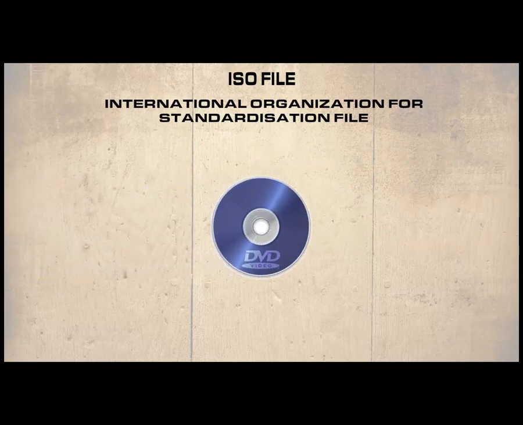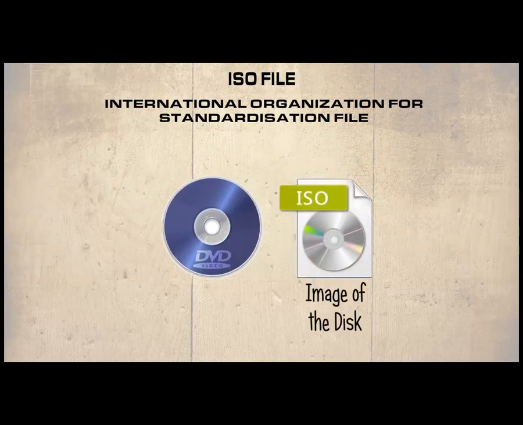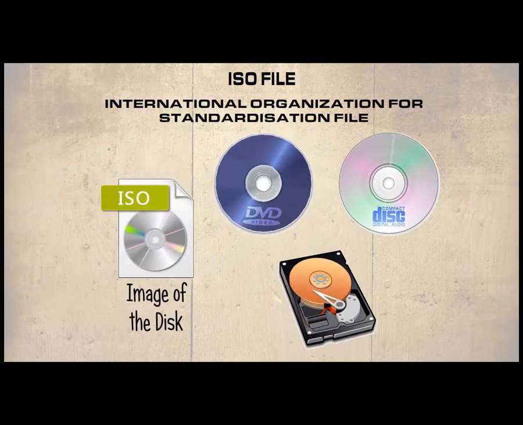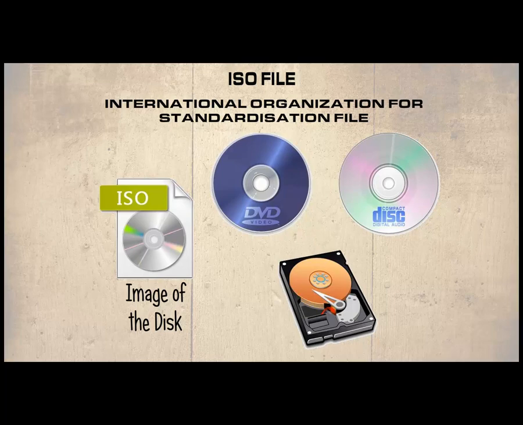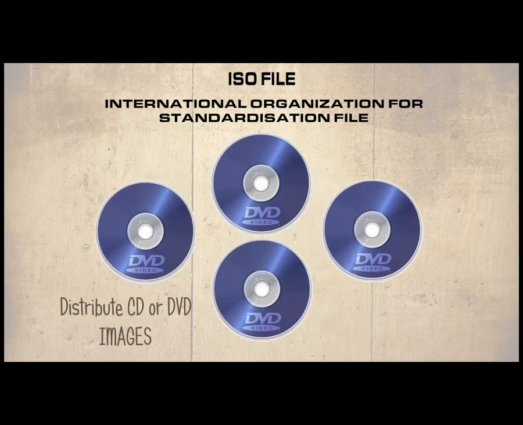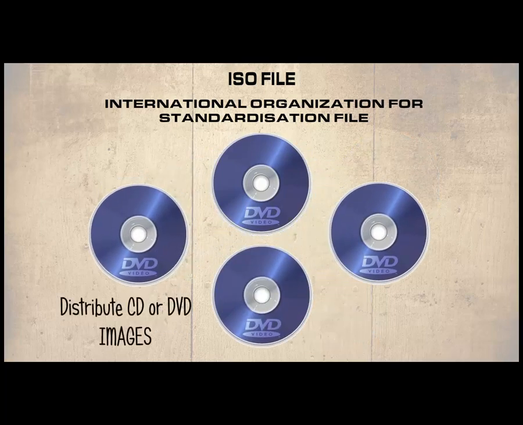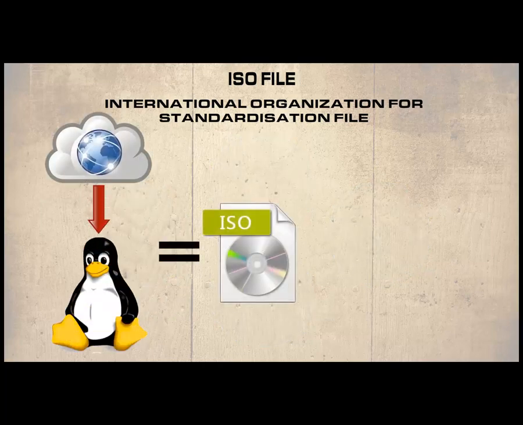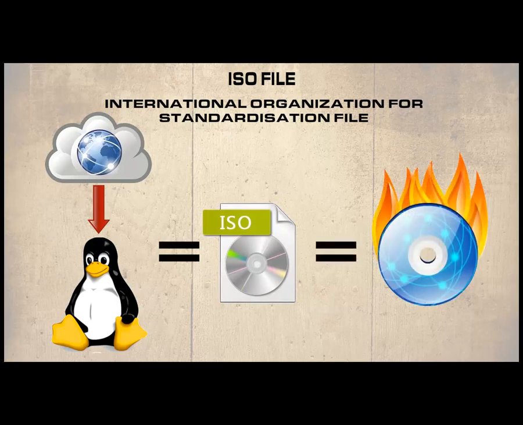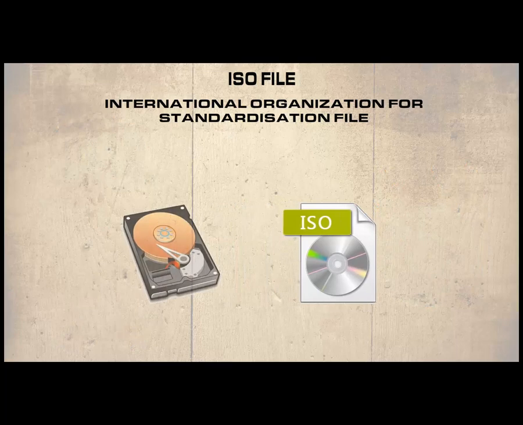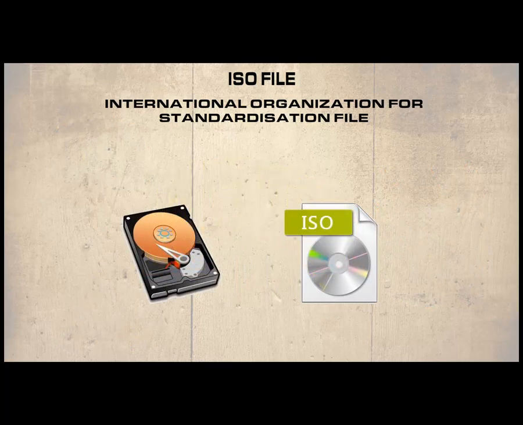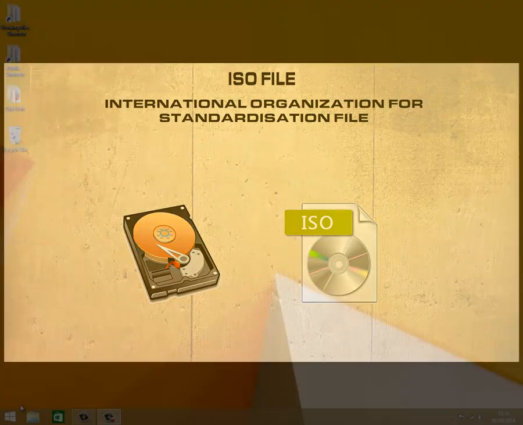An ISO file is an image of a disk. Normally it is just one file that contains files and folders. The disk can be a CD, DVD or even a hard drive, but it is frequently used to distribute CD or DVD images. For example, you can download Linux as an ISO file, then using a special program burn it to a DVD. It can also be used for backing up data or programs by creating an image of the disk or of individual files and folders.